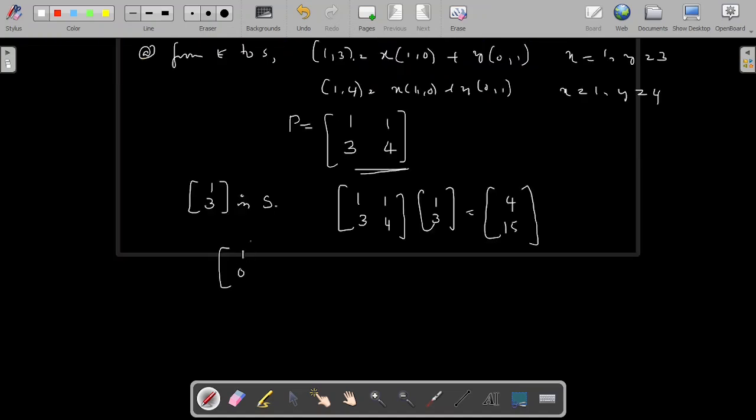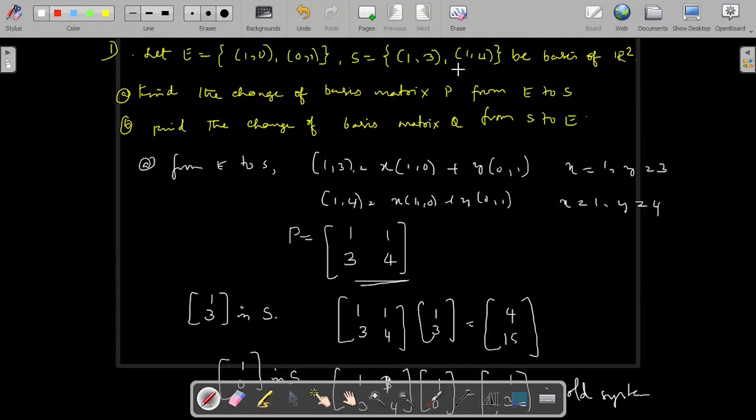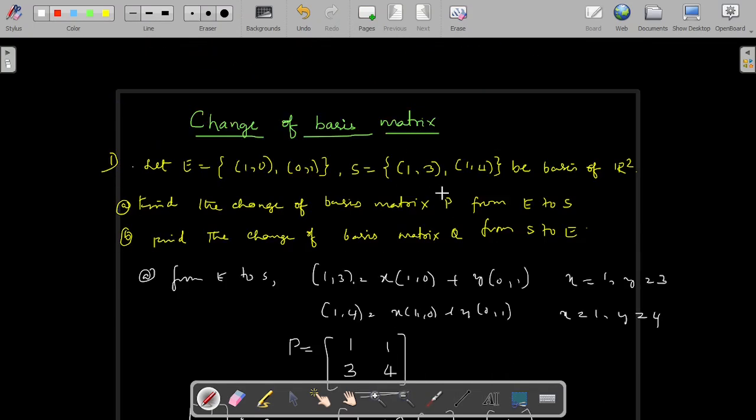Similarly, if you have (1, 0) in S, then the matrix [1, 1; 3, 4] times (1, 0) is called (1, 3) in the old system, which you already know is one of the elements of the basis. So (1, 3) is called (1, 0) in the new coordinate system, and in the old coordinate system it is called (1, 3). So you have to remember, though it is a matrix of change of basis from E to S, it gives you the coordinate vectors of a vector in S to a vector in E.